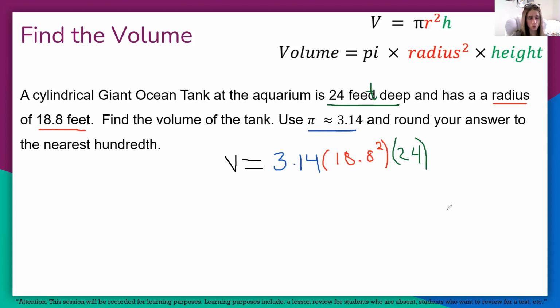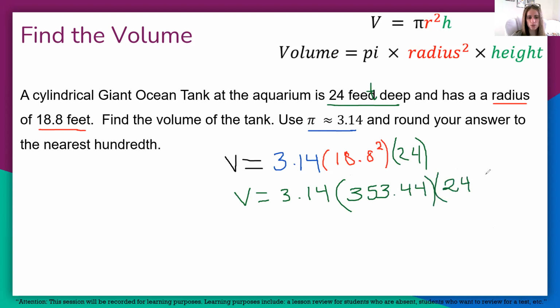Well, we need to work on simplifying that side. We have to follow order of operations. Exponents come first. So make sure that you do the exponent first, otherwise your answer will be all messed up. So 18.8 squared means 18.8 times itself twice. So 18.8 times 18.8. We get 353 and 44 hundredths.